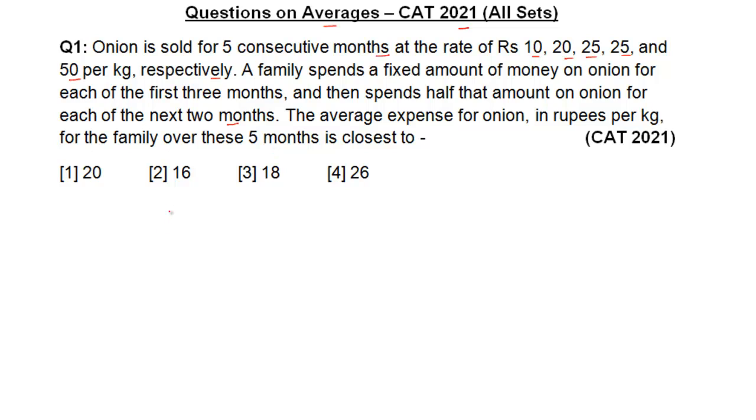Okay, so we have a situation where there are 5 different prices of onion for 5 consecutive months. So I'm just writing here 10 and then 20, 25, 25 and 50. So this is the price per kg for 5 different months. So this is month first, second, third, fourth and fifth.